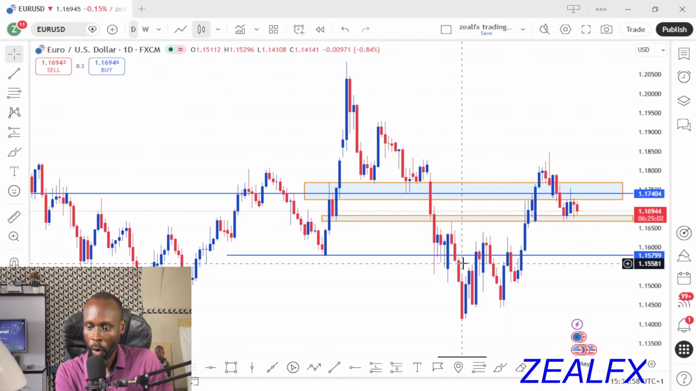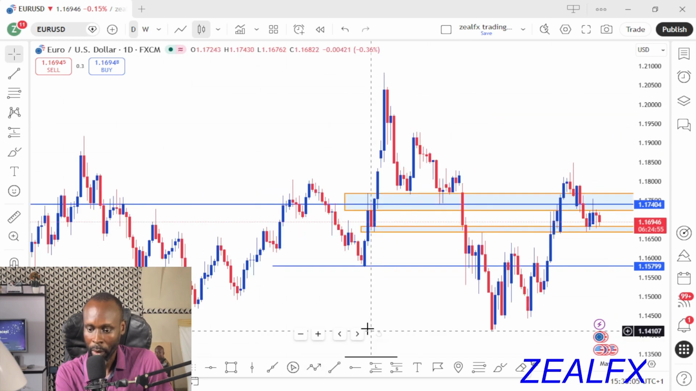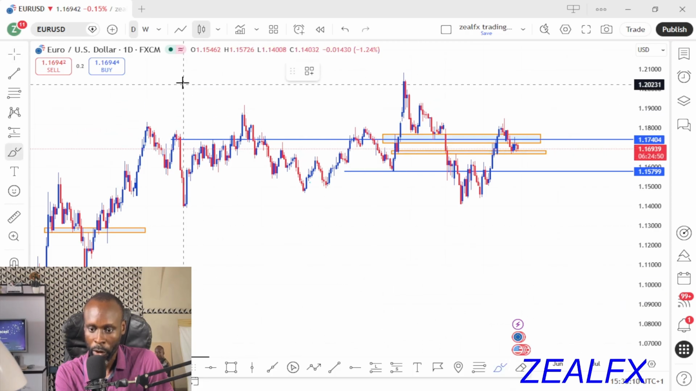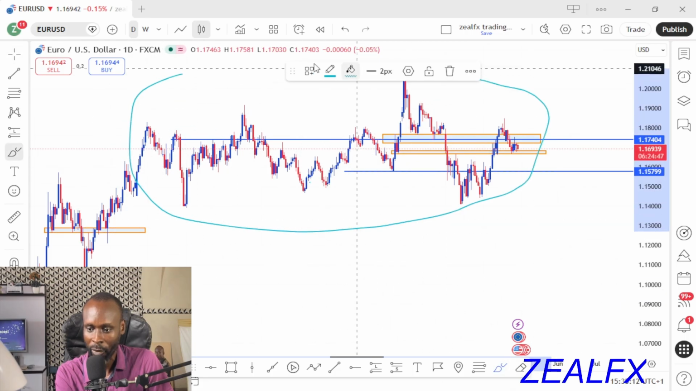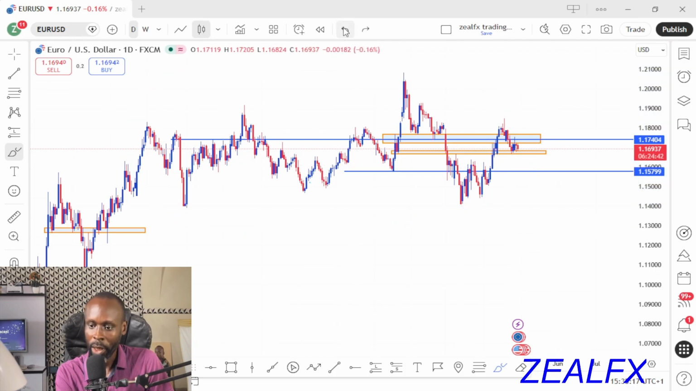Euro USD on my daily chart has this sideways structure. We can see we have been on a sideways trend for months now on the Euro USD. So long as price is currently on this sideways trend, we need a breakout for a major move to the upside or to the downside. So long as price remains on this sideways trend, don't expect a big move, but we are expecting something serious to happen on Euro USD.